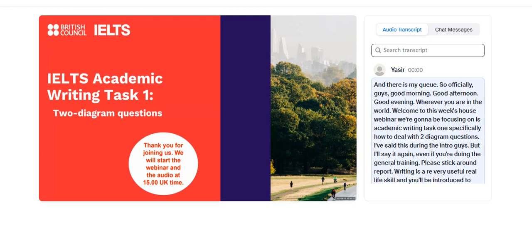I've said this during the intro, guys, but I'll say it again. Even if you're doing the general training, please stick around. Report writing is a very useful real-life skill, and you'll be introduced to new sorts of grammar as well. So even if you're doing general training, please stick around.